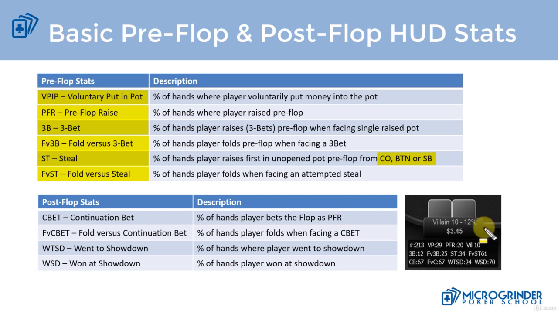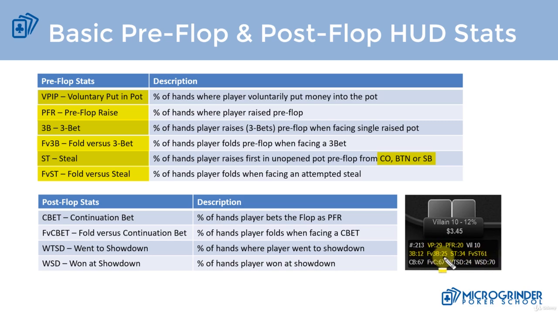And you're going to notice down here, let's take a look at these stats. So we have our VPIP here. So this means that this person has a VPIP of 29%. Their PFR is here, so their pre-flop raise means that they're raising 20% of the time. Their 3-bet is here, is 12% 3-bet, so they are 3-betting 12% of the time, and here's their fold versus 3-bet, their steal, and fold versus steal.